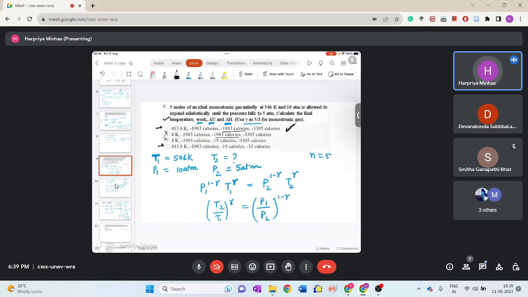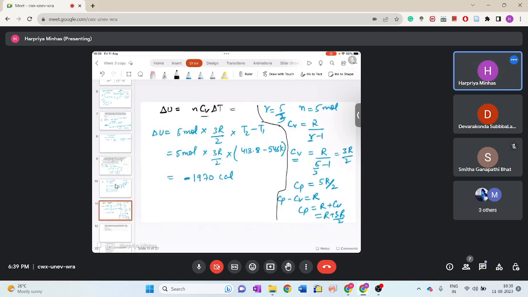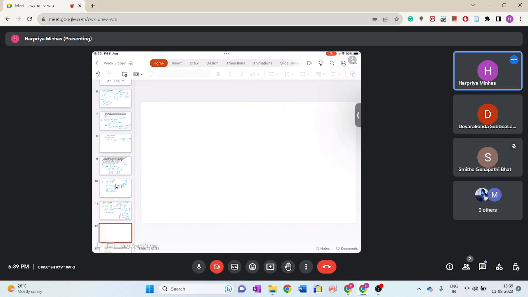So now let's try to find out the remaining quantities also, that is work and del H. Which equation are we going to use for work? So we are using this equation.